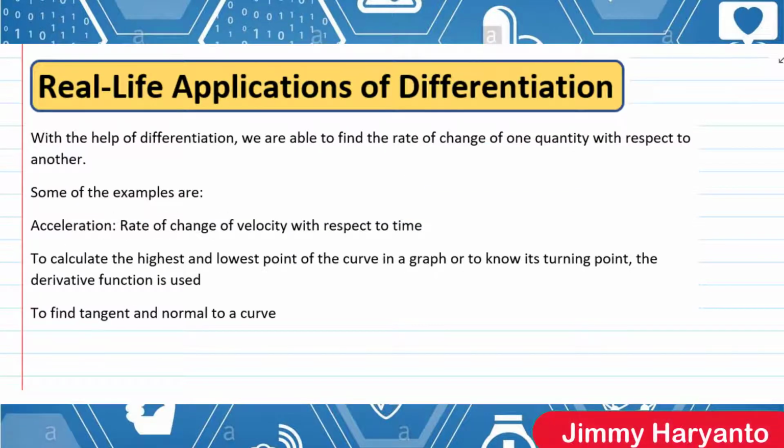Next is real life application of differentiation. With the help of differentiation, we are able to find the rate of change of one quantity with respect to another. Some of the examples are: first, acceleration, the rate of change of velocity with respect to time. We use differentiation to calculate acceleration, to calculate the highest and lowest point of a curve in a graph, or to know its turning point, the derivative function is used. To find the tangent and normal to a curve, and many more.